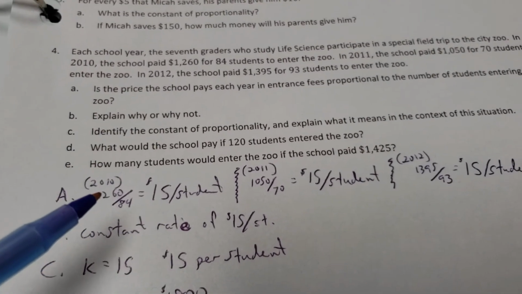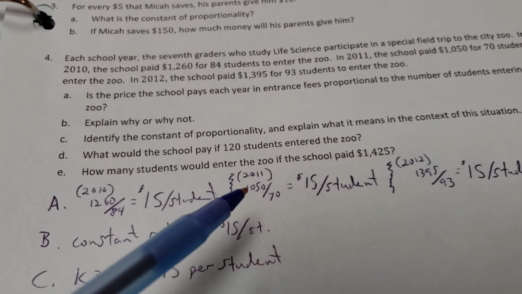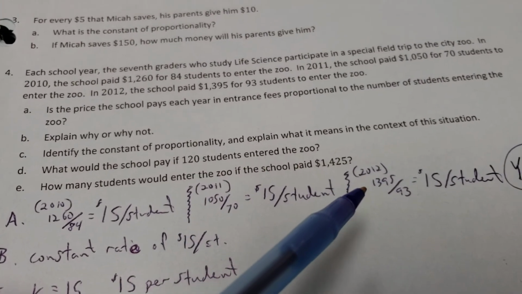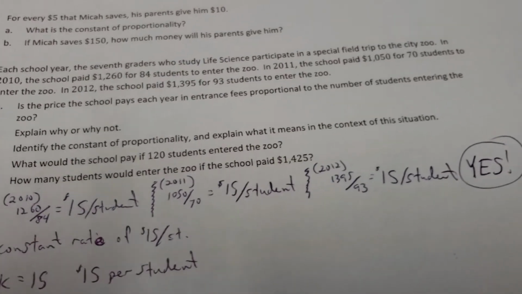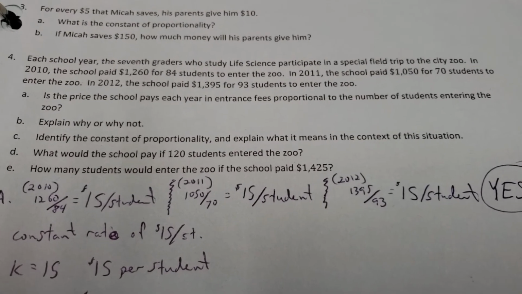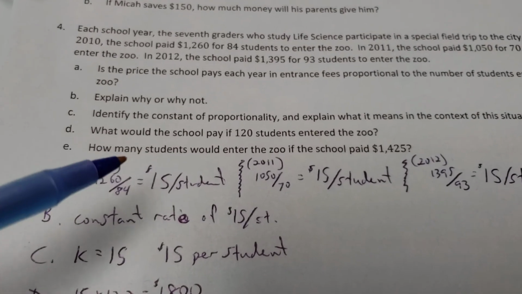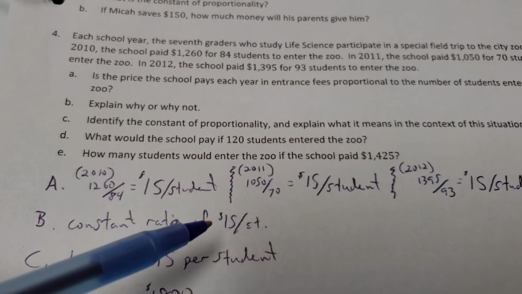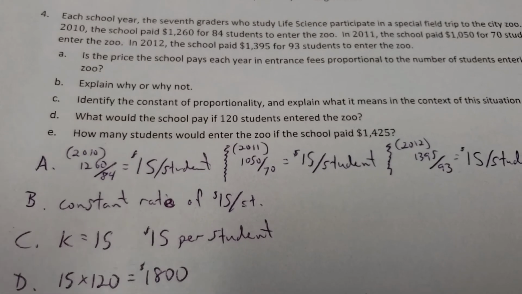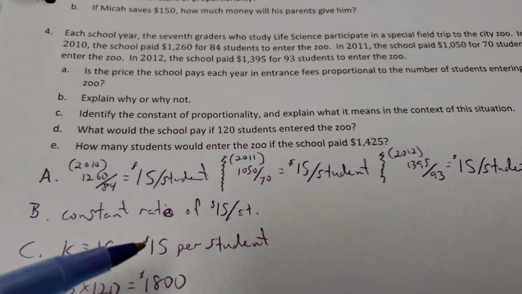Well, let's take a look. In 2010, you paid that much for that many students, $15 per student. Paid that much for that many students, $15 per student. Paid that much for that many students, $15 per student. So definitely yes, all 3 years, 2010, 2011, 2012, all ended up being $15 per student after we divided. So yes. Explain why or why not that's a proportional relationship. Well, it's a constant ratio of $15 per student. And identify the constant of proportionality. What's that mean? Well, that k value, or our unit rate, is 15, because it's $15 per student.